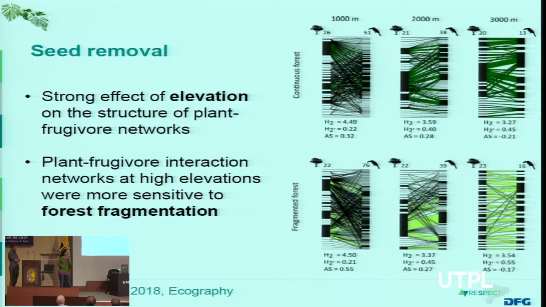So on the other hand, we have some other examples of the findings related to seed removal. And I have to say that elevation and forest fragmentation have an effect on plant-frugivore networks also. You saw this graph in the morning. In the upper part, we have 3 networks related to the continuous forests: 1,000 meters in Bombuscaro, 2,000 meters in San Francisco, and 3,000 meters in Cajanuma. And here, the corresponding fragmented forest, and all the statistical parameters.